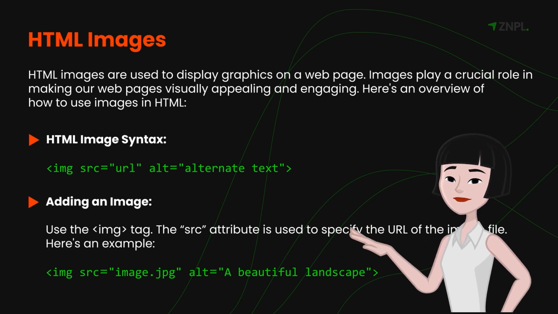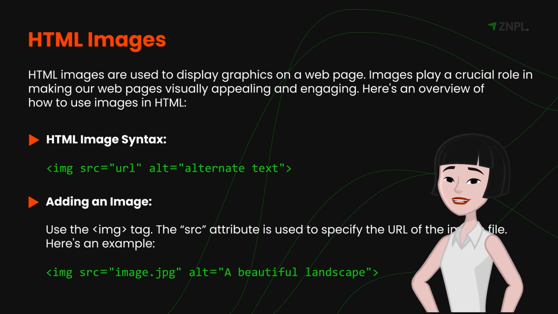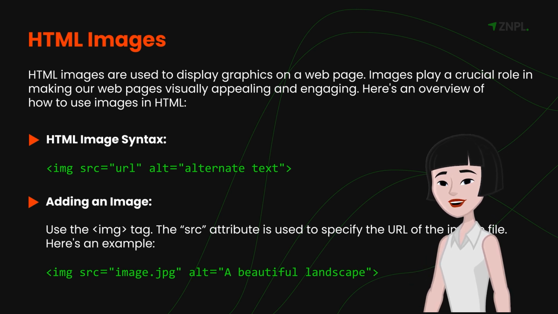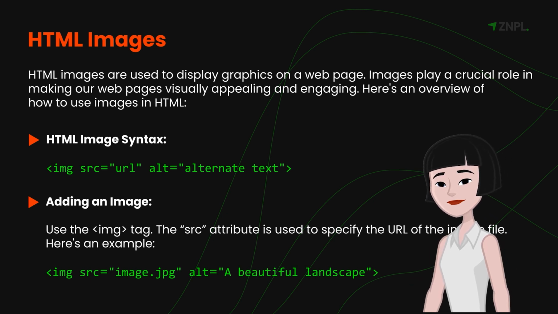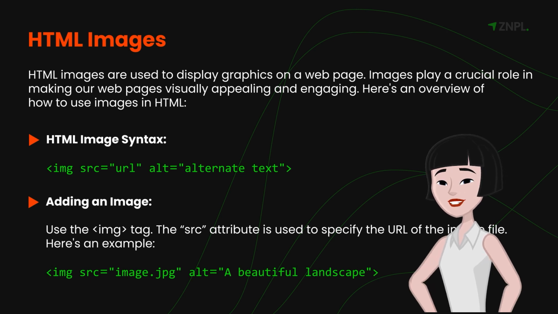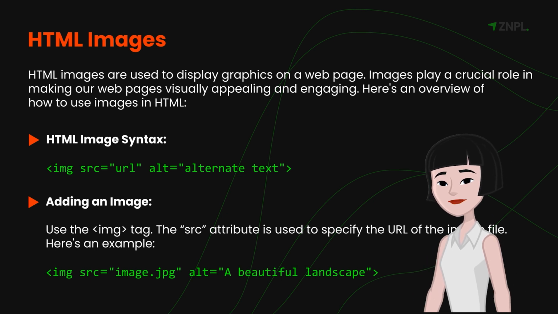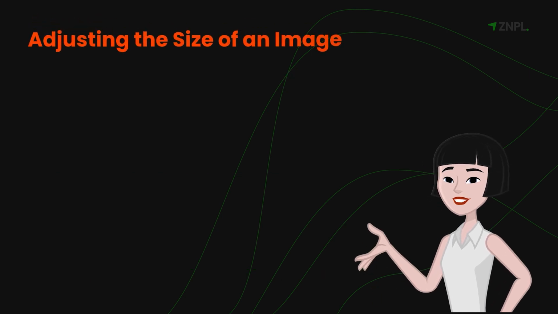Adding an image. To add an image to a web page, you need to use the img tag. The src attribute is used to specify the URL of the image file. The URL can be a relative or an absolute URL. Here's an example. In this example, the img tag is used to display an image file called image.jpg. The alt attribute provides alternative text that will be displayed if the image fails to load, or for users with visual impairments.